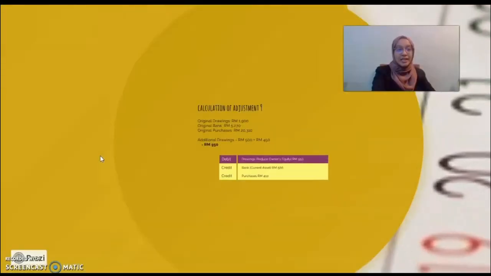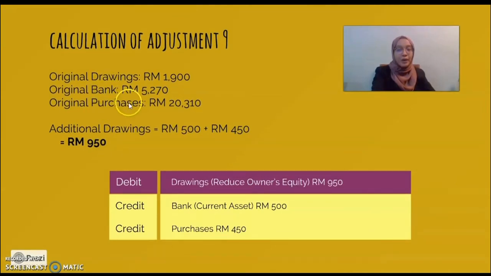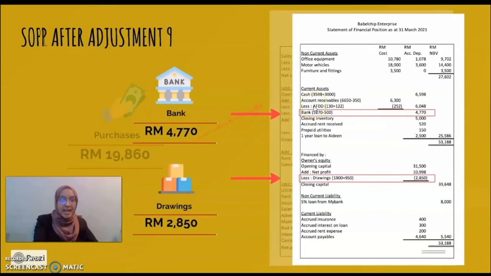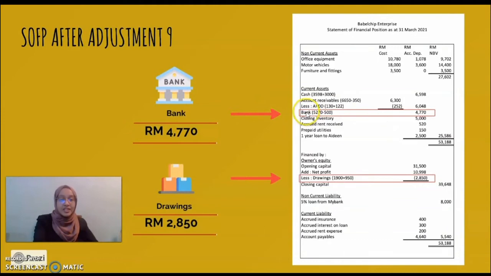In this adjustment, it involves 3 accounts which are drawings, bank and purchases. 500 ringgit comes from cash at bank, meanwhile 450 ringgit comes from goods and it amounts up to 950 ringgit. Drawings will always be on a debit side as it reduces capital, meanwhile bank and purchases will be on a credit side. For SOPL, since the goods are taken from the business, 450 ringgit will be deducted from the purchases. As for SOFP, since the cash is taken from bank, 500 ringgit will be deducted from bank under current asset and 950 ringgit will be added for drawings under owner's equity.